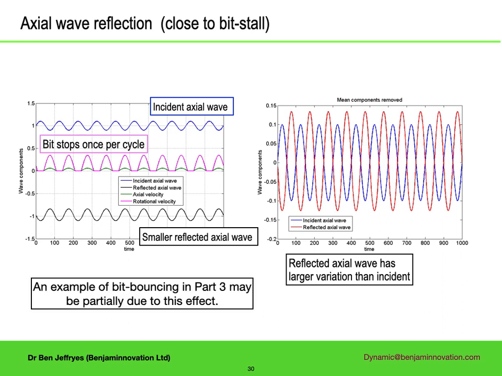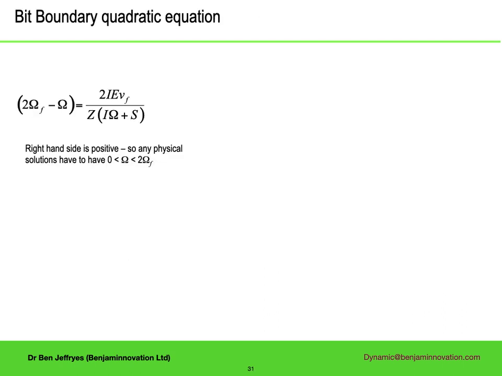In the third presentation, I shall show some bit bouncing, which may have been in part from this effect. We shall also see in the fifth presentation that if a motor is added to the system, axial wave amplification does not require the bit stopping, but can occur in other circumstances.